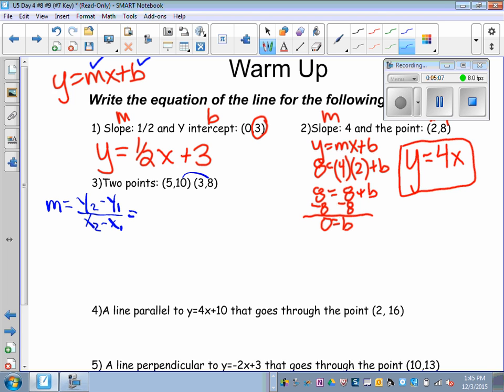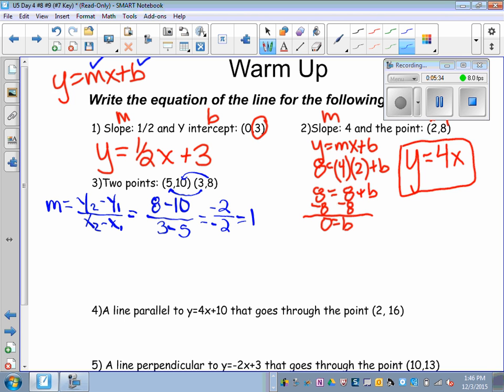Subtract your y's, 8 minus 10, and subtract your x's, 3 minus 5. Notice I went in the same direction both times. Okay, now we simplify that. 8 minus 10 is negative 2. 3 minus 5 is negative 2, and what's a negative 2 divided by negative 2? Good, 1. Make sure you're careful if you have a negative within your point here.